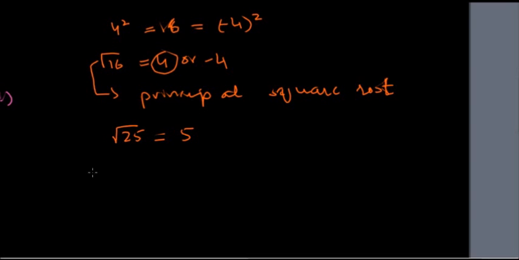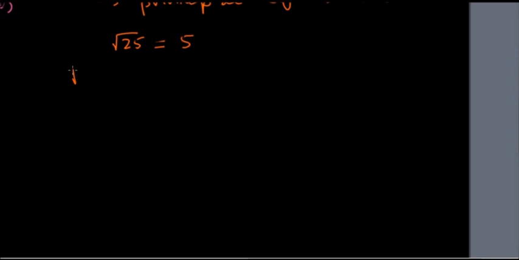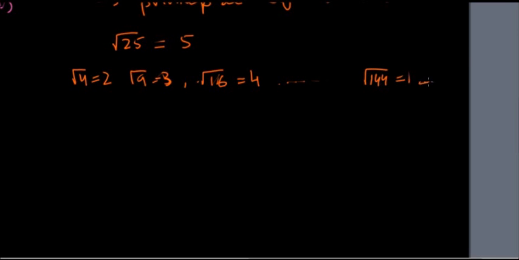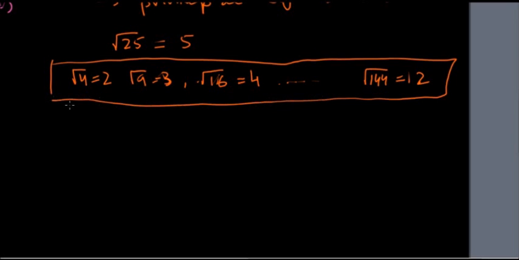Some of these roots you should remember, and the squares actually. So the square root of 4 is 2. Square root of 9 is 3. Continue in this fashion. The square root of 16 is 4. And I think you should do this all the way to at least the square root of 144, which is 12. So this list of perfect squares you should memorize.